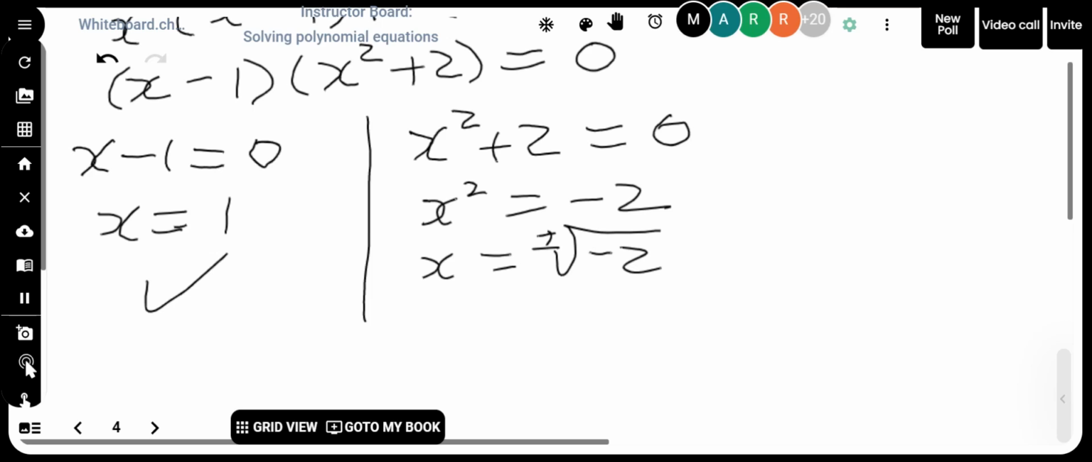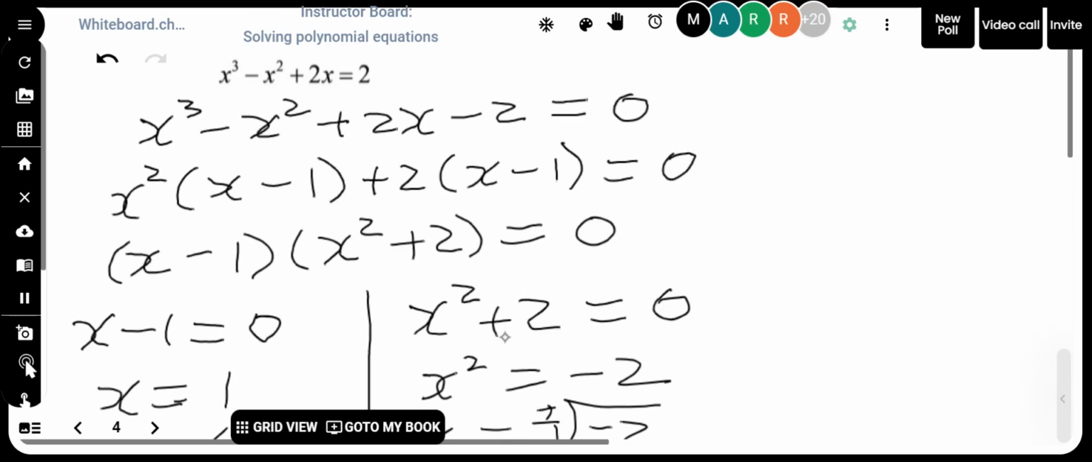That's it. That's all. That's done. Right? You don't have any more solutions. I said that cubic functions have at least one solution. Well, that's it. That's the only one. There are no more. Right? That's the whole solution right there. So x squared plus 2 does not give us a solution. X minus 1 does, according to zero product law. And that's the end of that question.